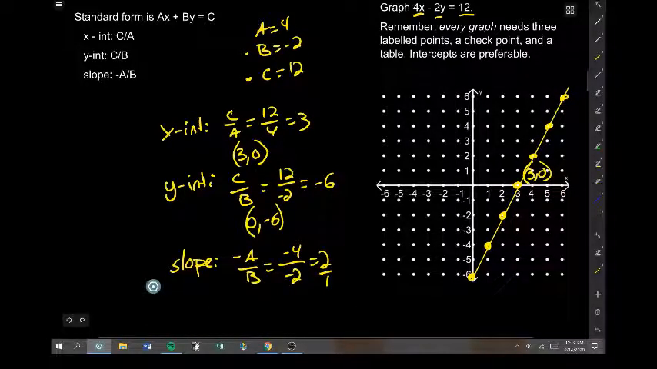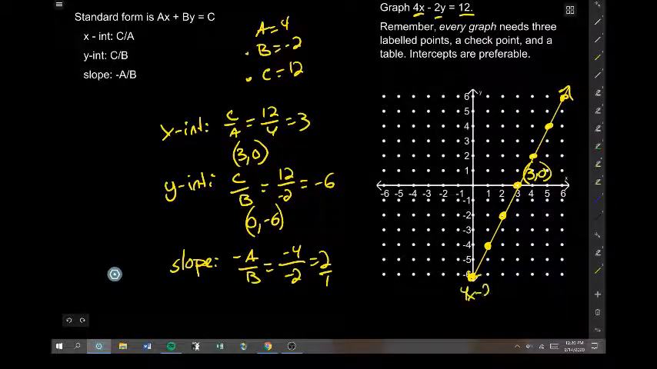This is my line 4x minus 2y equals 12. Remember, whenever you're graphing a line, label it and put some points. Like I want to make sure I know that this is the point (0, -6). I have the point (3, 0). I'll add one more. This is the point (5, 4).